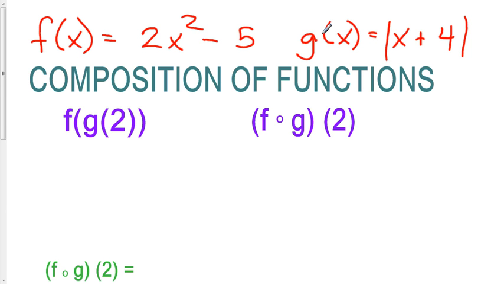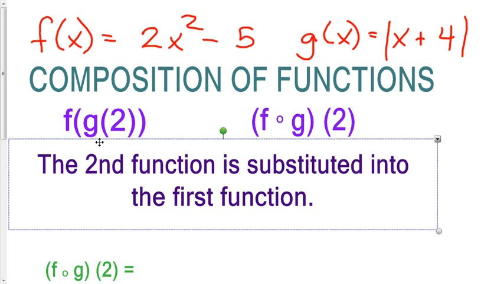Using the same two functions for f and g, composition of functions can be written two different ways. One way would be to look like this. It's read f composition g of 2. The second way is to look like this. It's an open circle, not a dot, but an open circle. If it was a dot, it would be multiplication, but because it's an open circle, it's the composition of two functions. So this is f composition g of 2. When you see the composition of functions, what it means is you take the second function and substitute it into the first function.